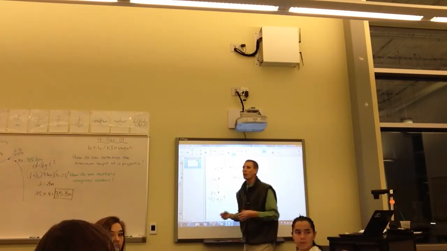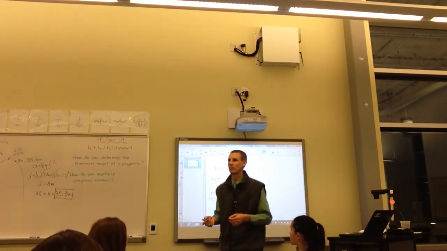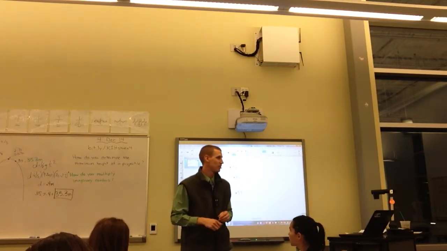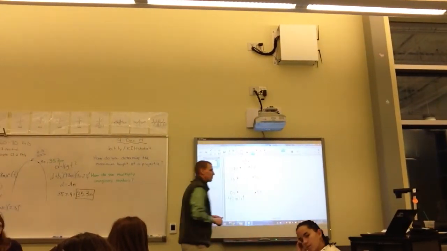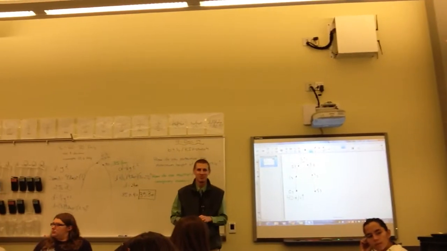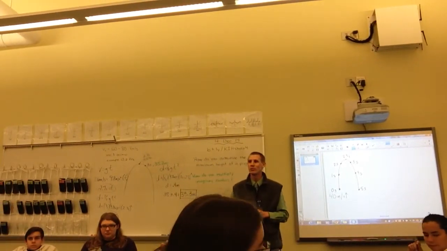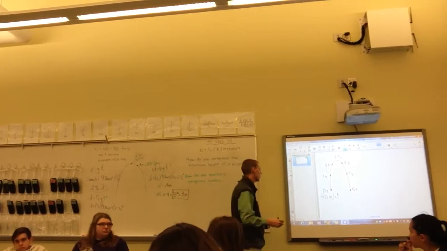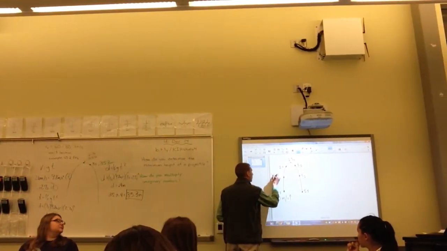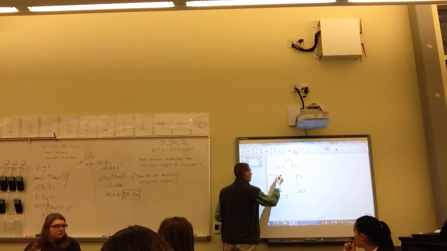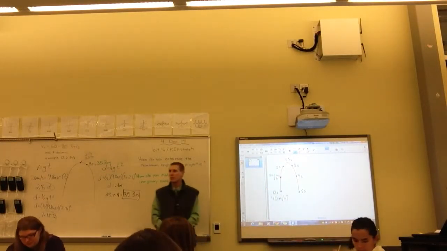So what's 40 minus 9.8? 30.2. We're just going to use the calculators that we have. Yeah, that's fine. Let's make sure. 30.2? You agree? Okay. That's the speed at 1 second.